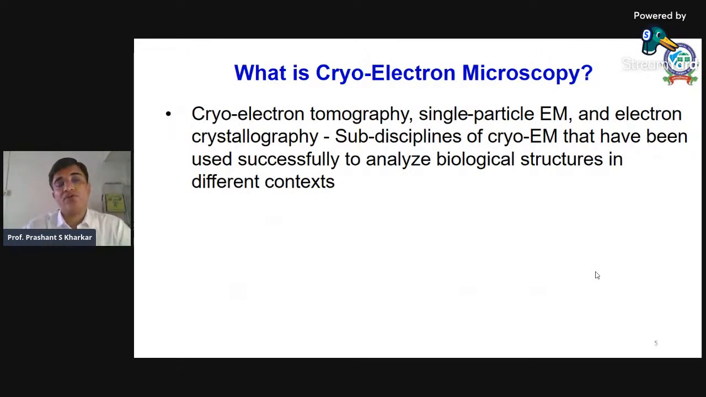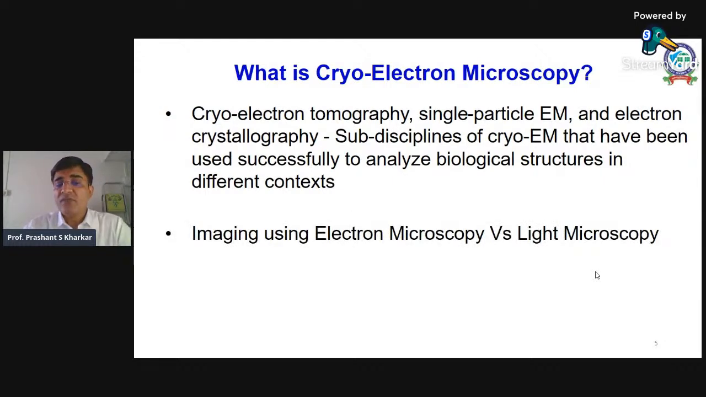Okay, so this is what I was talking about. Cryo-electron microscopy encompasses techniques such as cryo-electron tomography, single particle electron microscopy, and electron crystallography, which are again subdisciplines of cryo-EM that have been successfully used so far for analyzing biological structures in different contexts. Meaning some of these have been used for looking at diseased tissues and the interiors of those diseased tissues or cells, and how they compare with the normal cells, and there are many other different things.